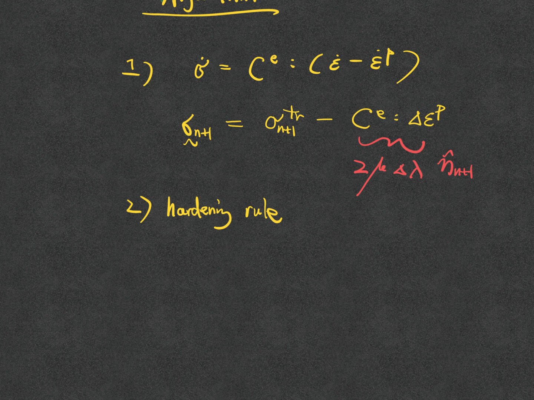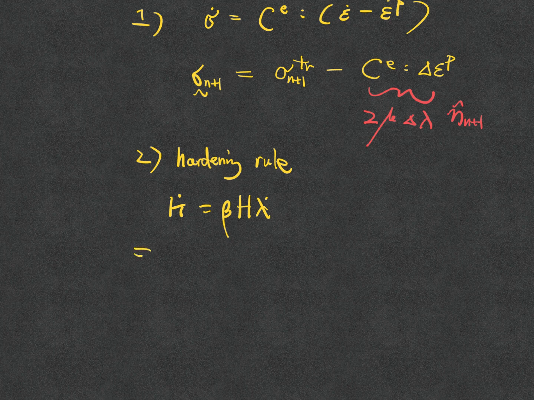The first one is the isotropic hardening rule, which is kappa dot equals beta h lambda dot. If I assume linear hardening, h is simply a constant. And in the discretized form that is ready to put into a computer, I'm just saying that the new radius is equal to the old radius plus the change that happens when I accumulate plastic strain, when the plastic multiplier changes from step n to step n plus 1. So far so good.